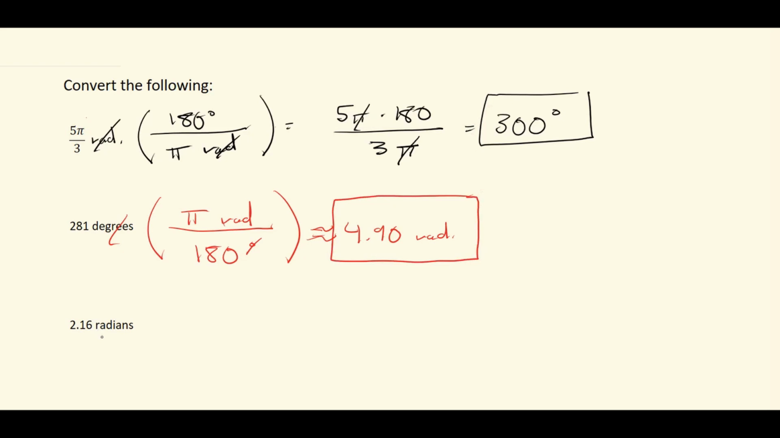All right, the next one, 2.16 radians. So here, radians is expressed not in terms of pi. We're usually used to seeing like 5 pi over 3 or pi over 2. But if it's expressed like this, it doesn't change anything that we do. We still put pi radians on the bottom and 180 degrees on top. Radians cancel, and our answer is 2.16 times 180 divided by pi, which in our calculator approximates to 123.76 degrees.